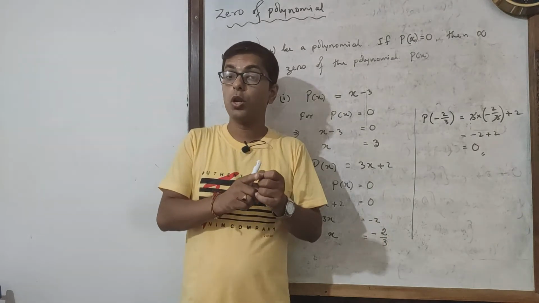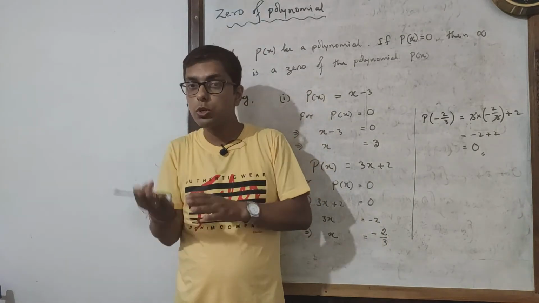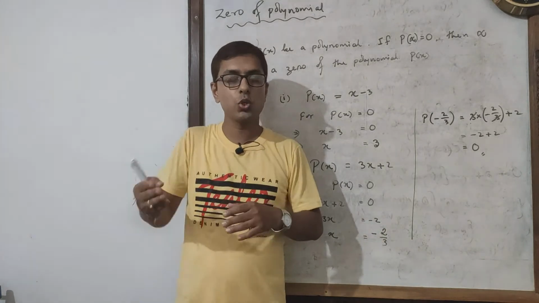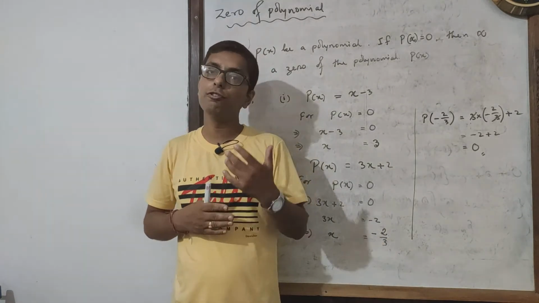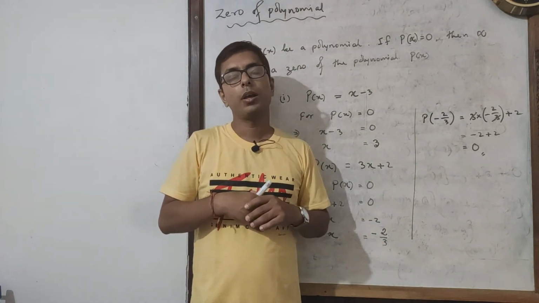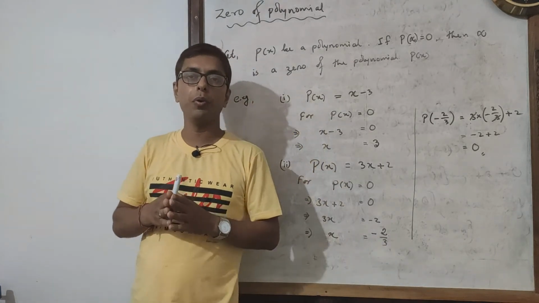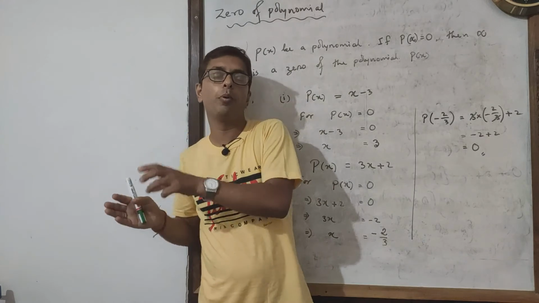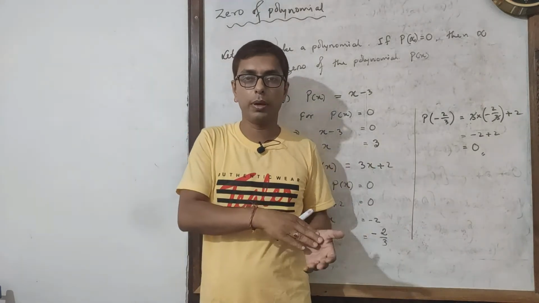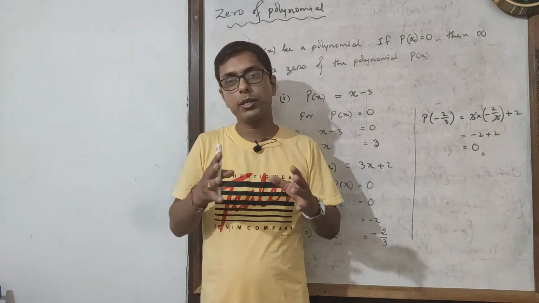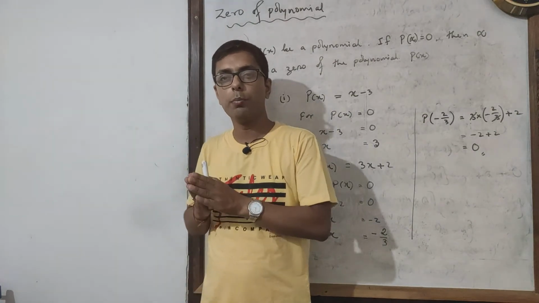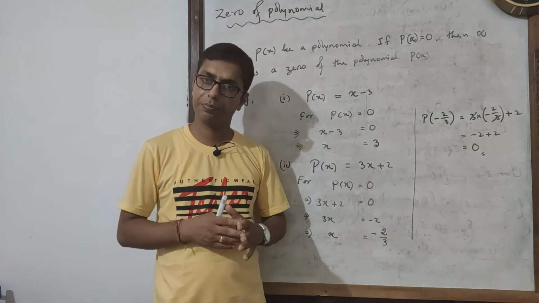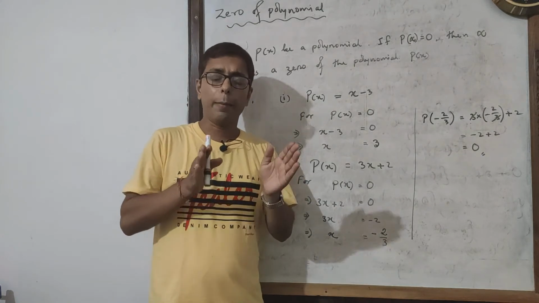Those polynomials whose degree is 3, such polynomials will have 3 zeros, and so a cubic polynomial will have 3 zeros. Similarly, a biquadratic polynomial will have 4 zeros. Finding the zero of a polynomial means solving the polynomial. When you are asked to find a zero of the polynomial, you are solving the polynomial p(x) equals 0.